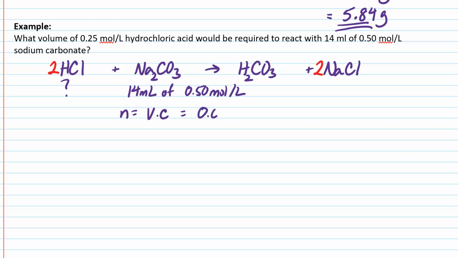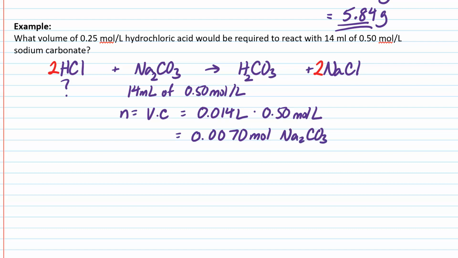Volume in liters, 0.014 liters. Multiply that by the concentration of 0.50 moles per liter, and the result would be 0.0070 moles, and that is the number of moles of sodium carbonate. Okay, so from the volume and concentration of your sodium carbonate solution, you figured out how many moles of sodium carbonate you have. What you want to figure out is the volume of hydrochloric acid.